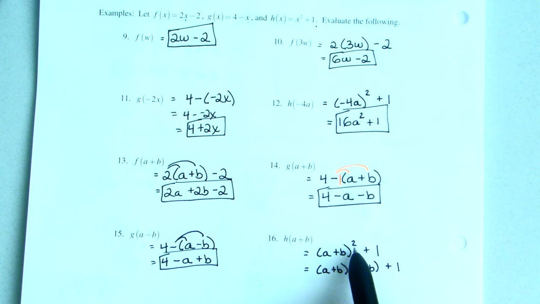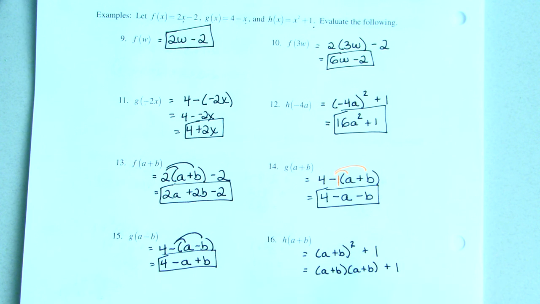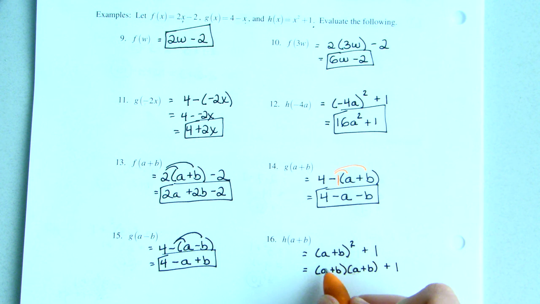We are not allowed to distribute this square to the a and the b. It doesn't work that way. I need to multiply a plus b times a plus b. And how do you multiply a plus b times a plus b? Well, you FOIL. Actually, Mr. Elbert doesn't like that word. We can distribute. We can multiply the a times the a, the a times the b, the b times the a, the b times the b. Let's do this together.